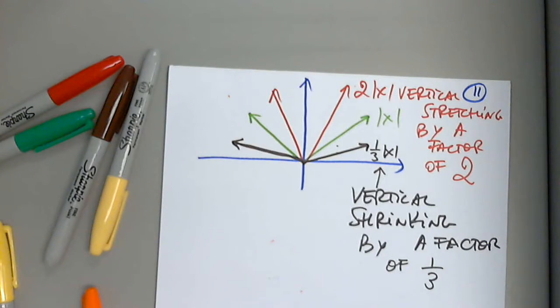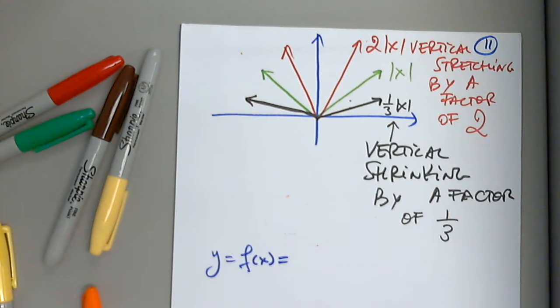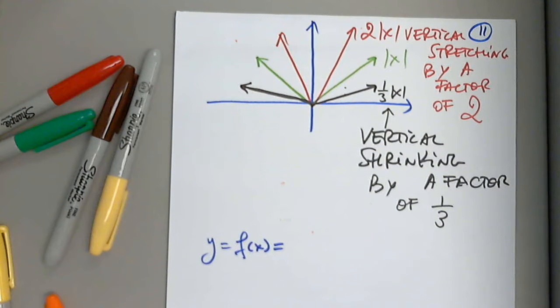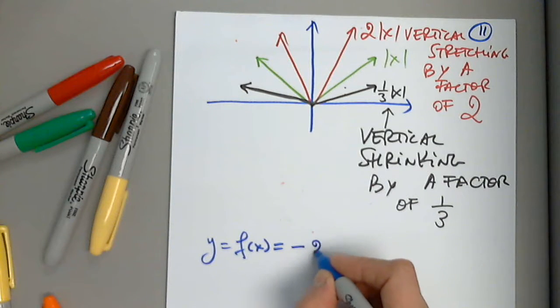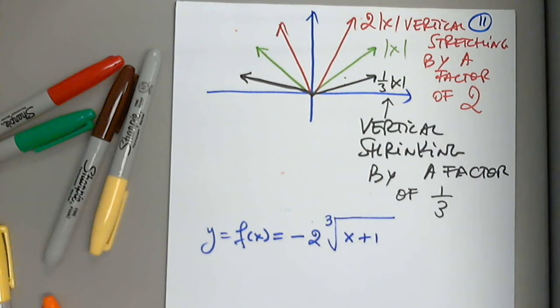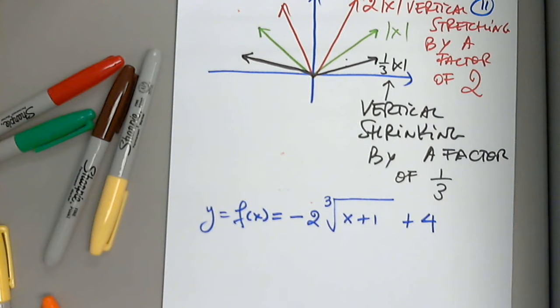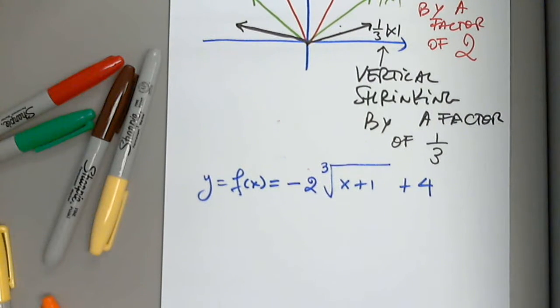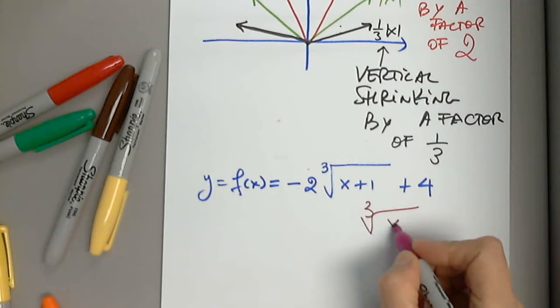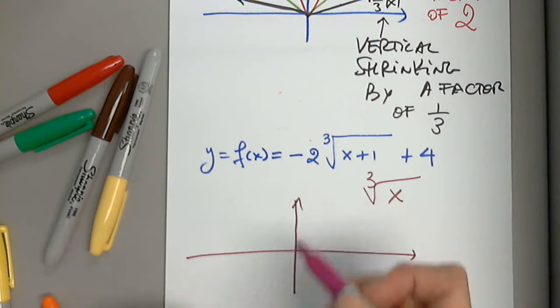Okay, so here's a combo: y or f of x equals -2 times the cube root of (x plus 1), plus 4. First of all, which function was used to graph this? Do we all agree that this is the cube root of x? Let's graph it quickly because we know how it looks.